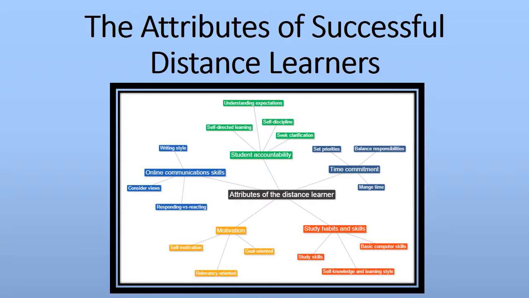Distance education requires learners to be a larger part of their own education while giving them the freedom to attend courses away from the face-to-face classroom. This learning environment requires the learner to possess positive attributes that allow them to stay motivated and take charge of their own learning. The main attributes students need to possess are time commitment, motivation, study habits and skills, accountability, and online communication skills.